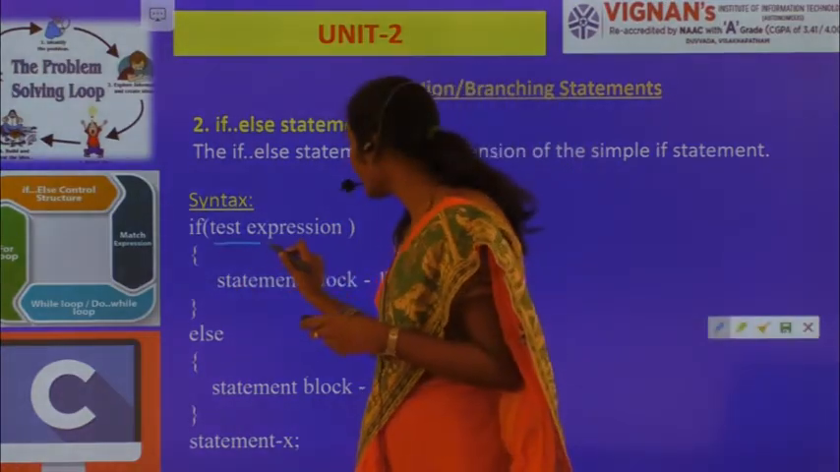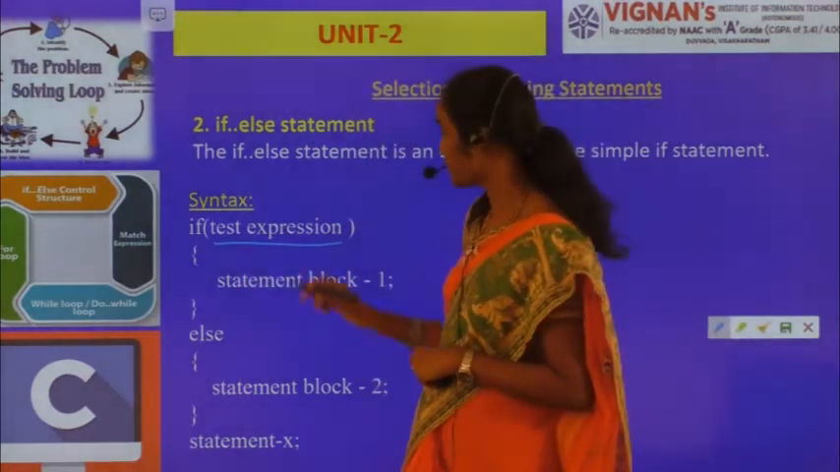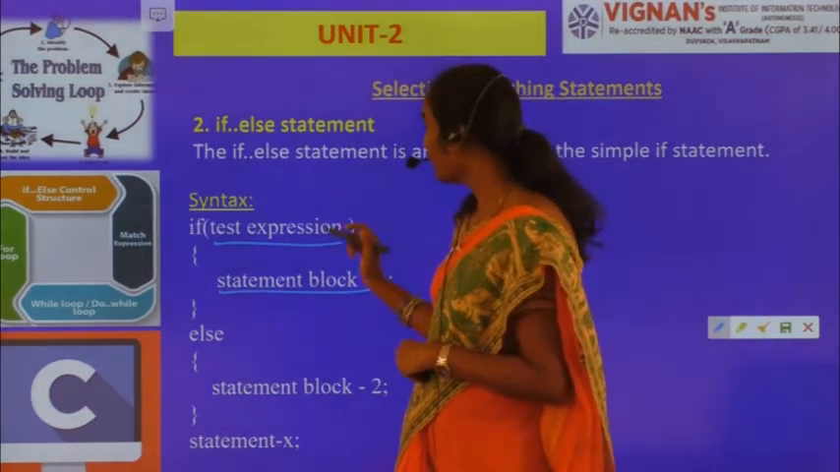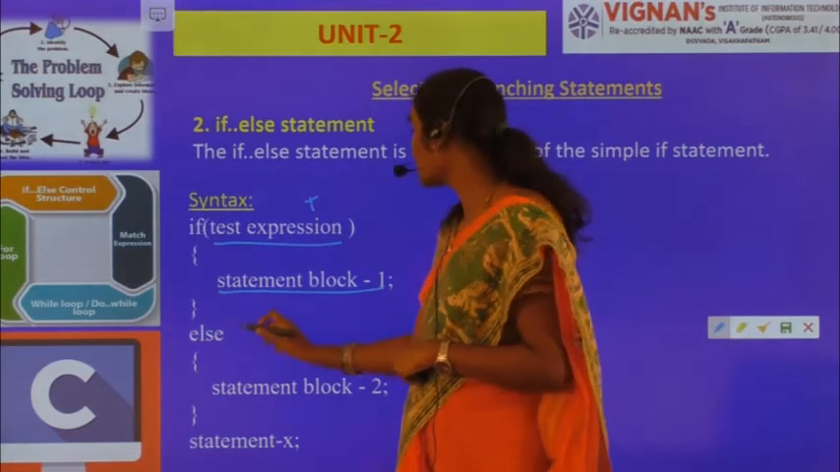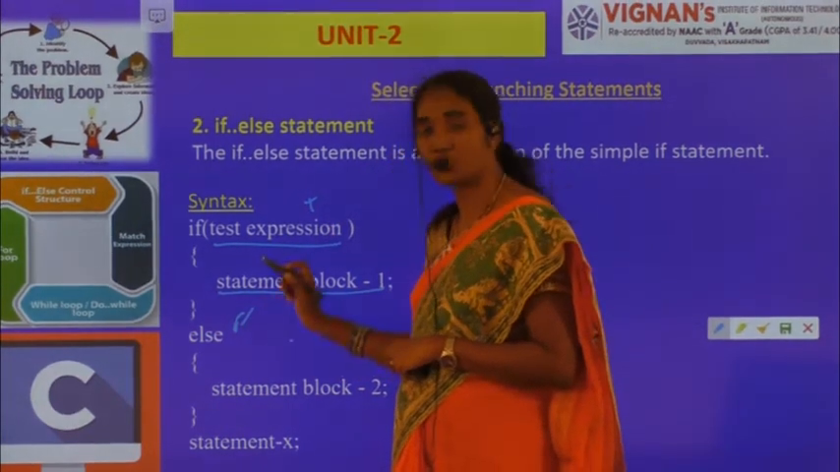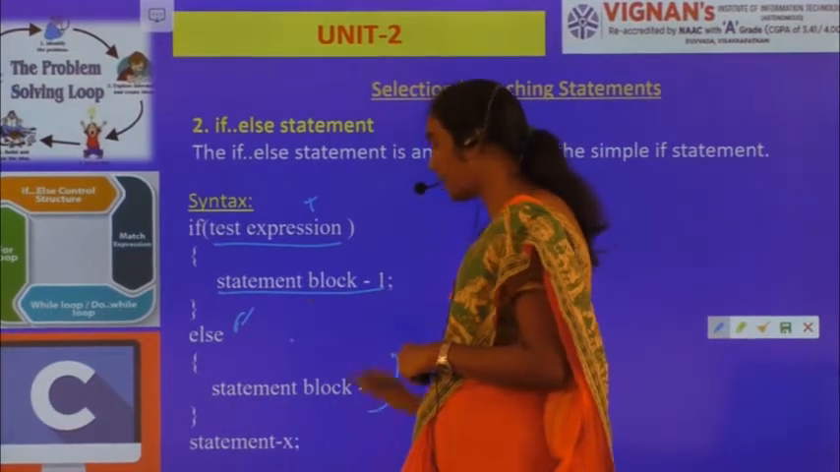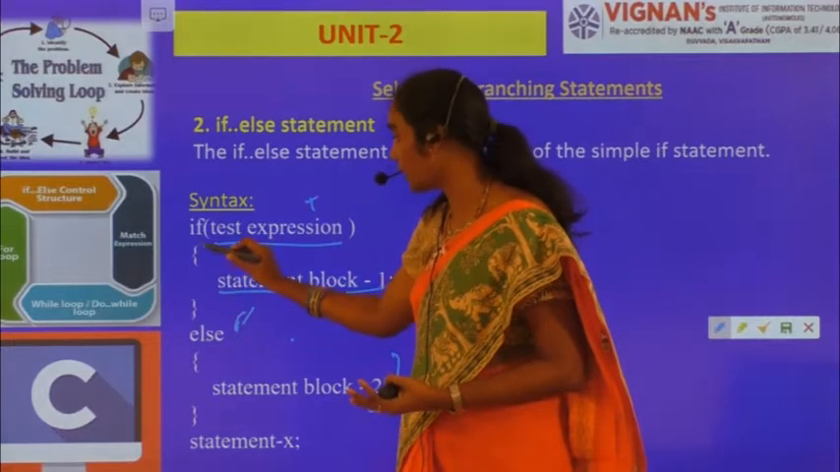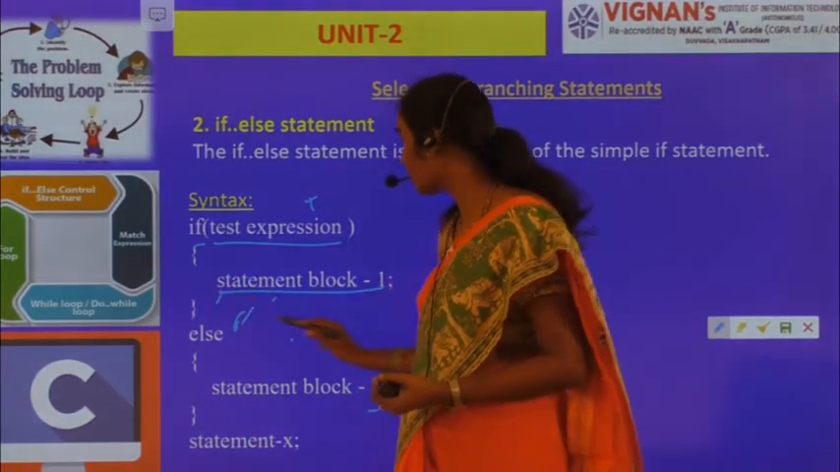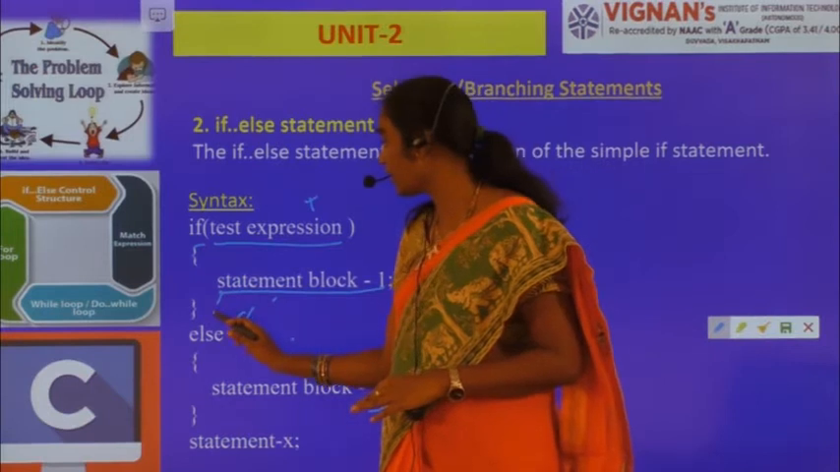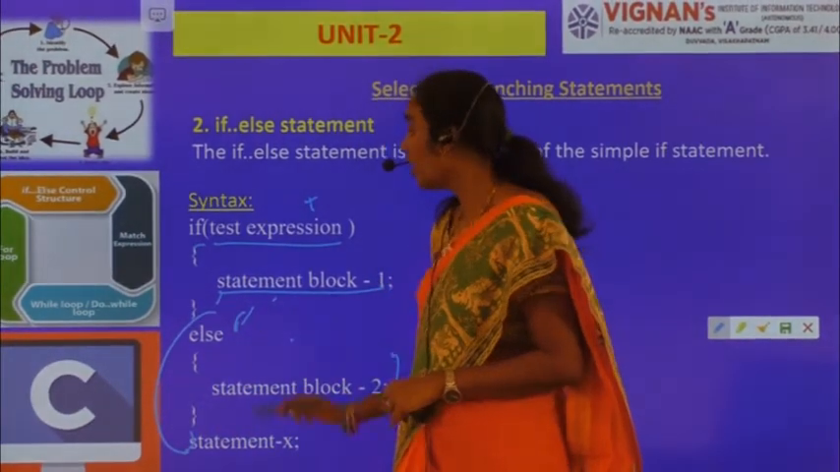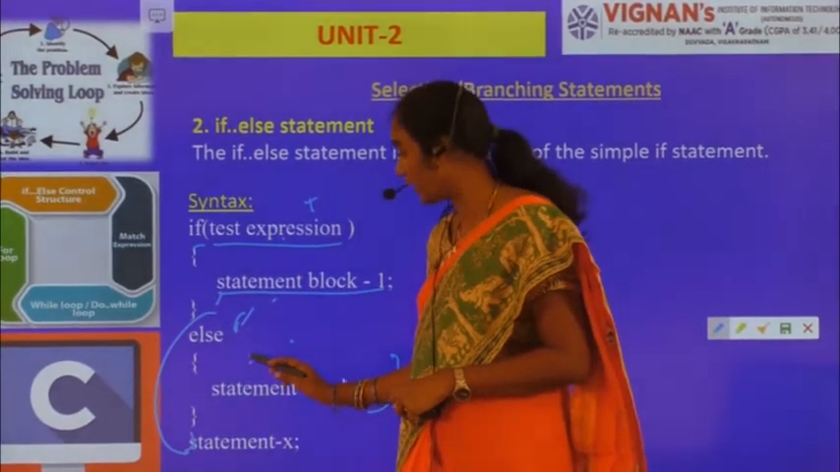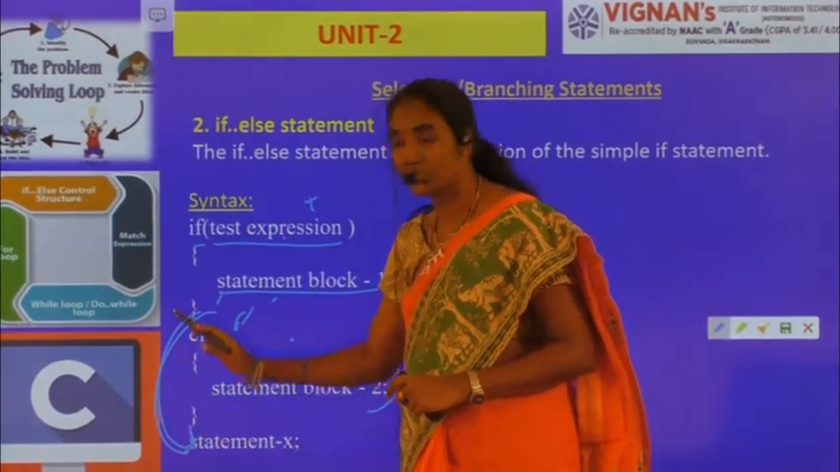Now here is the syntax for your if else statement. If the test expression evaluates to true, then the statement block 1 will be executed. If this evaluates to false, then the else block will be executed. Now if the statement block 1 is executed, let us consider, then immediately the control comes to statement X. Otherwise, if this test expression evaluates to false and the else block is executed, after that also the control comes to statement X.